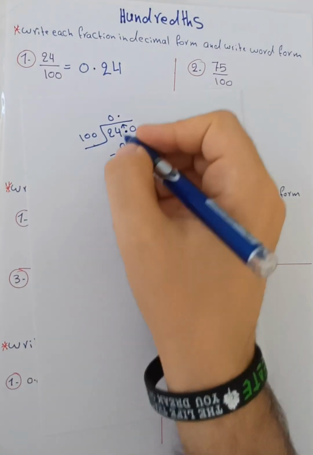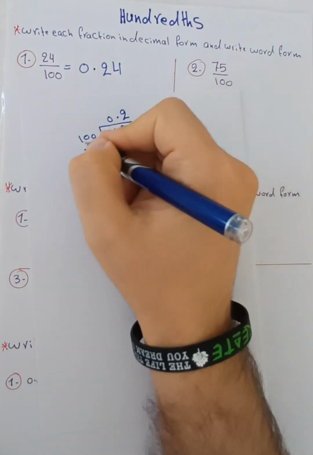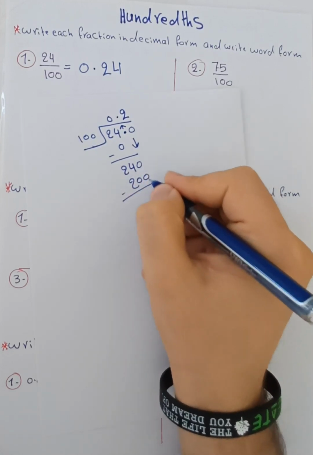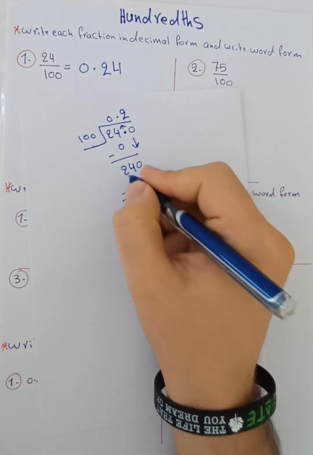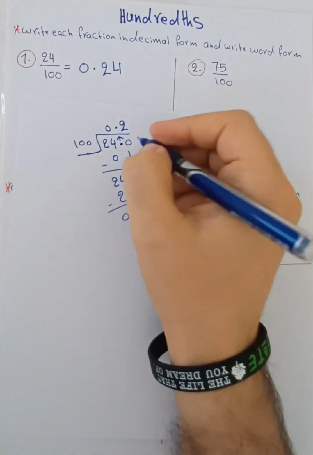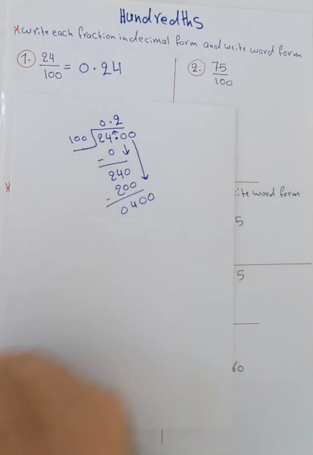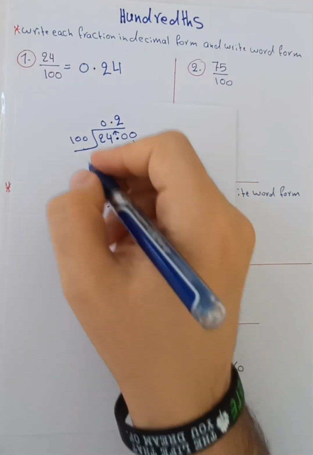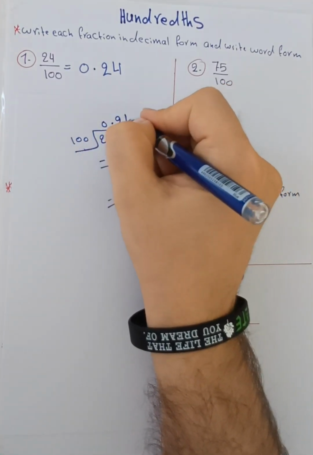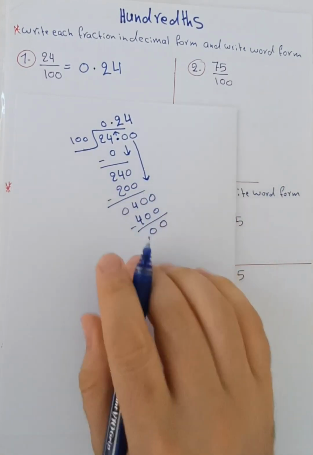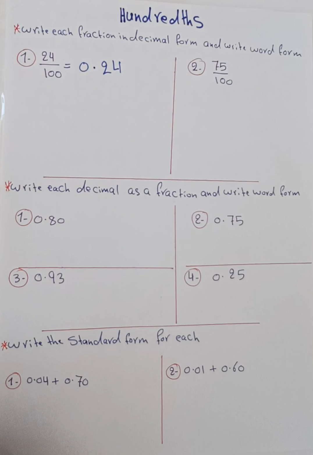240 divided by 100 is 2. 2 times 100 is 200. 0 minus 0, 4 minus 0 is 4, 2 minus 2 is 0. After that, we have to write another 0 and bring down 400. 400 divided by 100 is 4. 4 times 100 equals 400. So we get the same answer.